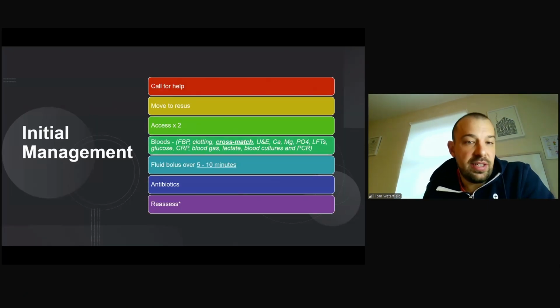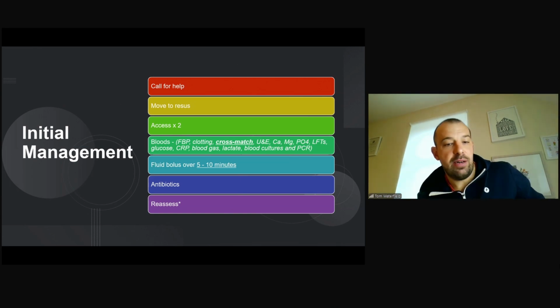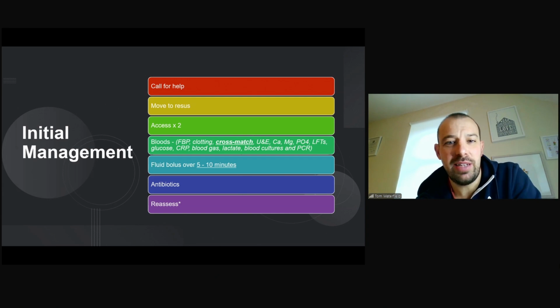So initial management of this child, you're going to need some help. You're going to move them to an appropriate setting, and that actually is quite important, moving someone to the right place. You heard Diva Mullen talking about resource use, and sometimes if you have a child who is sick and you want to dedicate resources and focus people's attention, that physical movement to resource can do that. You need access, and you're going to send some bloods, including PCR.